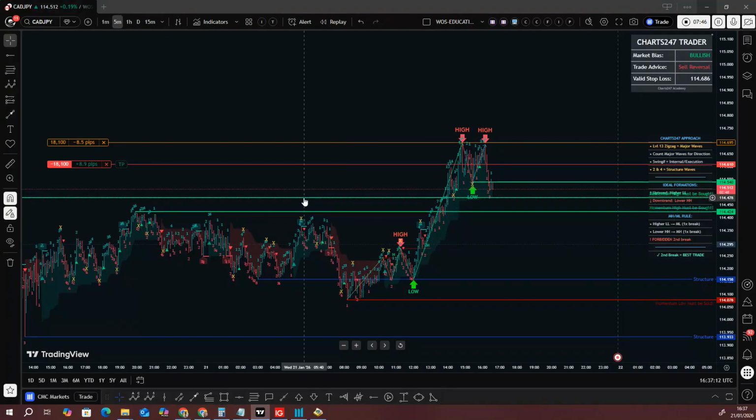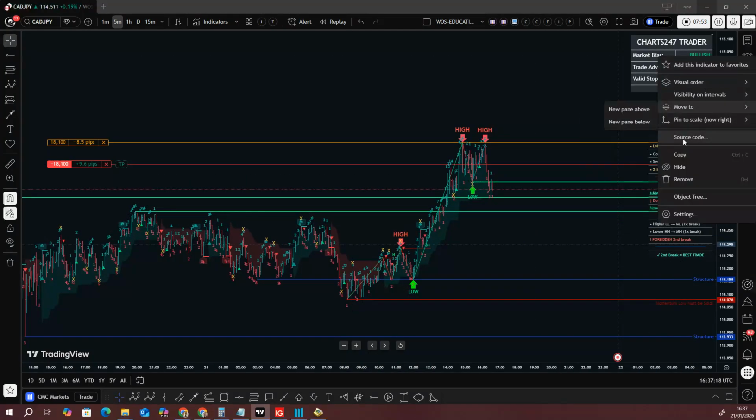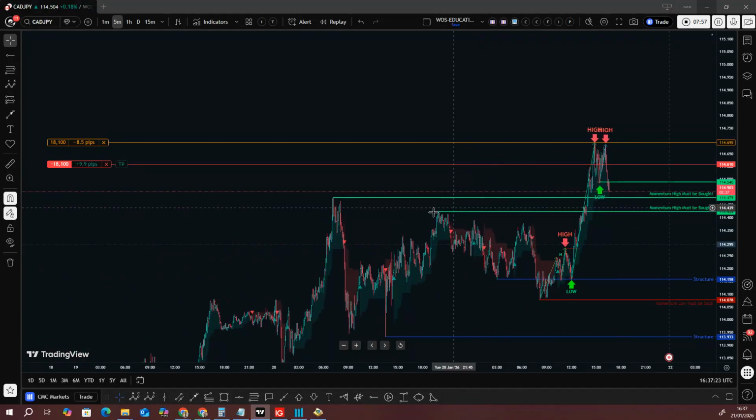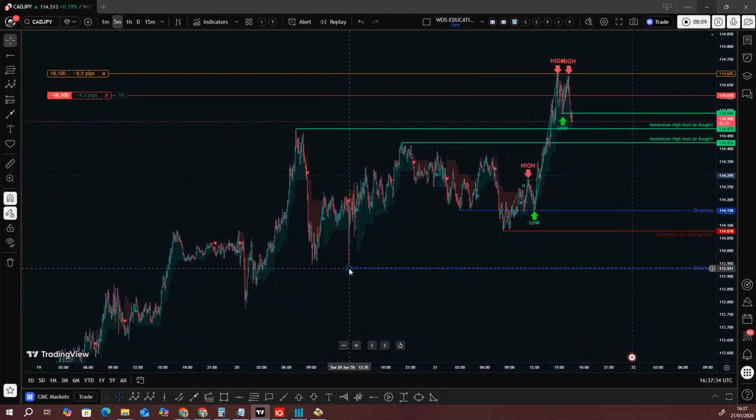Okay, we traded above momentum highs, two momentum highs, and let me hide. You can see we traded above two momentum highs, one here, one here. This is the internal momentum, lower momentum high that created the structure. If they break here, we have another structure here that hasn't been broken. Once they break there, that will be another momentum low below the previous momentum low. This will be a good area for targets.